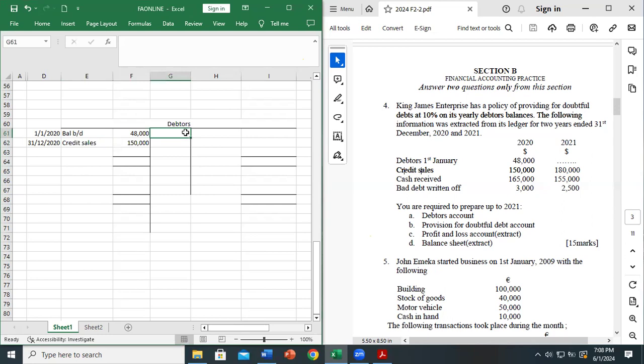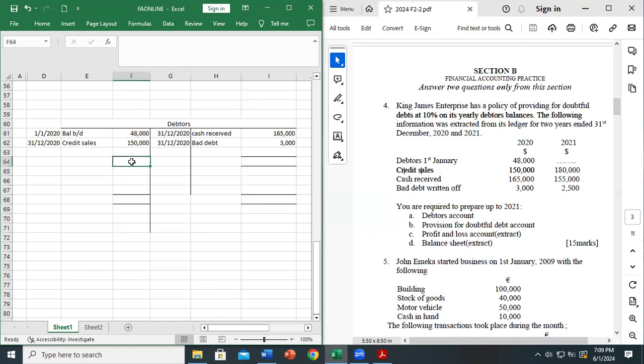For the next one, which is the cash received, that one will be credited because cash received decreases the debt. And the bad debt, of course, will also decrease it. So 31st December 2020, bad debt, which is 3,000. So you reckon that for the year 2020, these are the information we have to prepare the debtors account. So you balance it and move on to 2021.